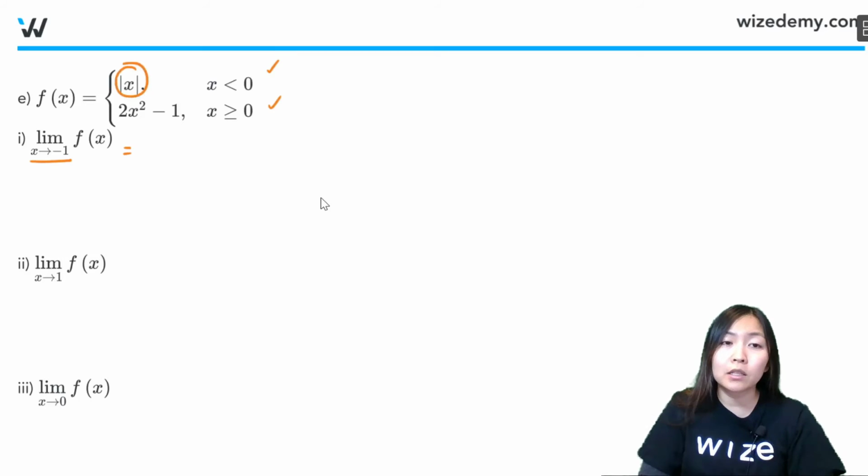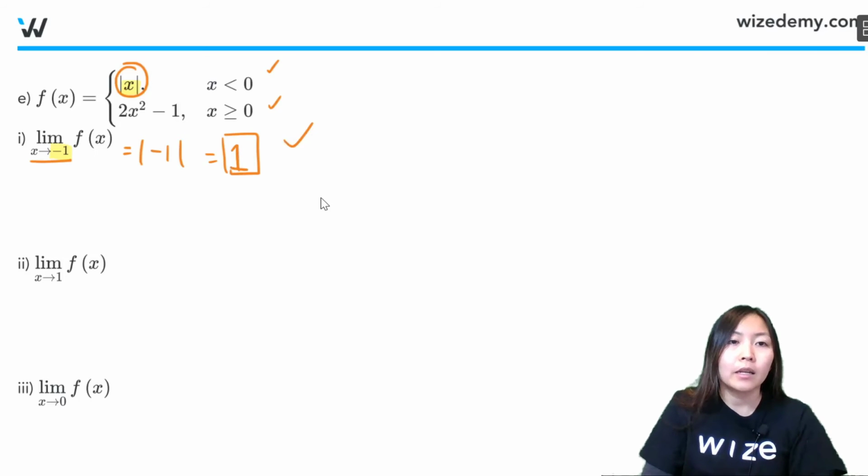So do a direct substitution. I'm subbing in negative 1 for x. This is going to give me the absolute value of negative 1, which is 1. This is a finite number, 1, so this is the limit. That's it. Now let's look at part 2. In part 2, we are looking at the limit as x approaches positive 1. Well, that's going to be in the second piece because positive 1 is greater or equal to 0. So I'm looking at this guy here.